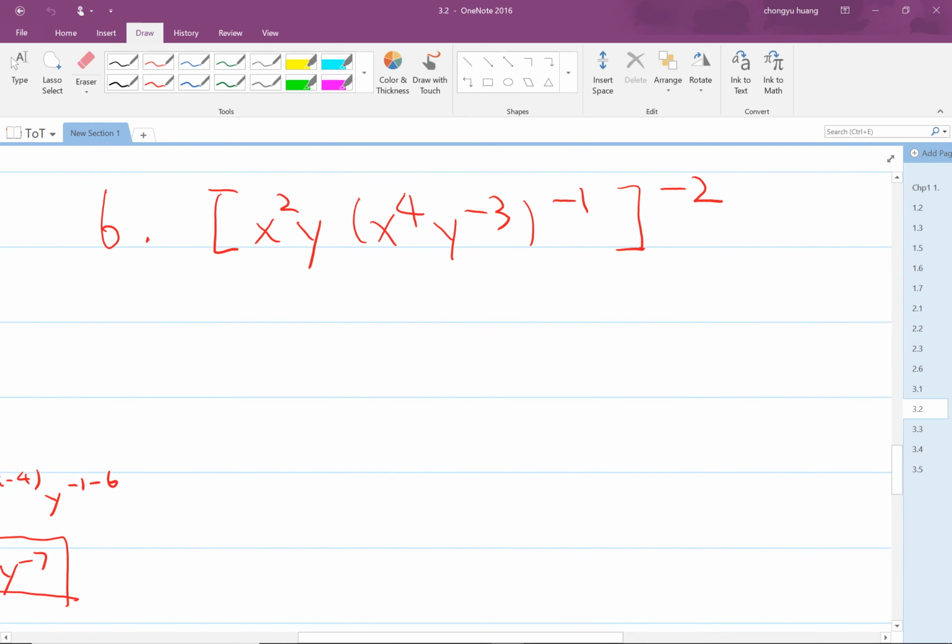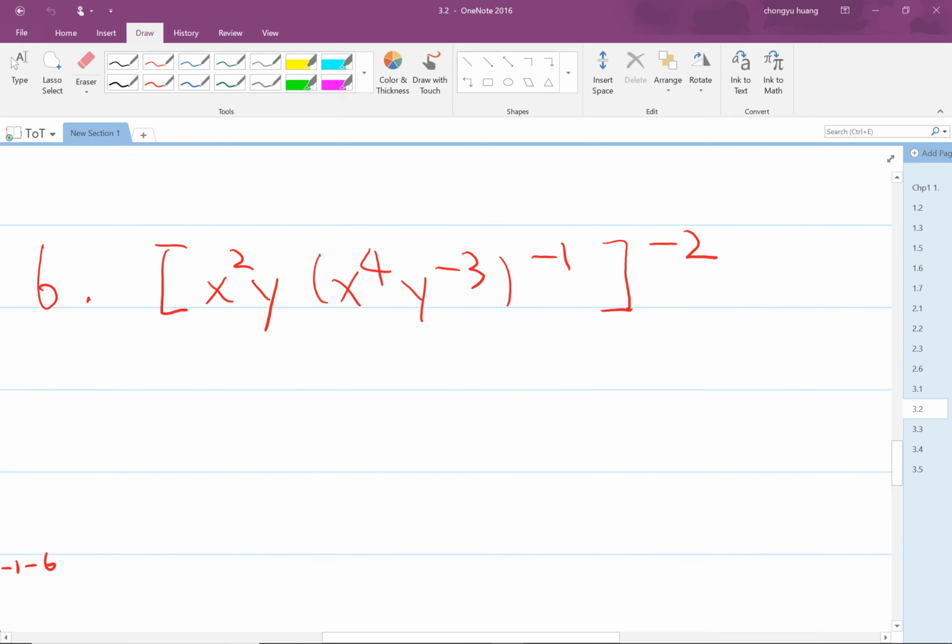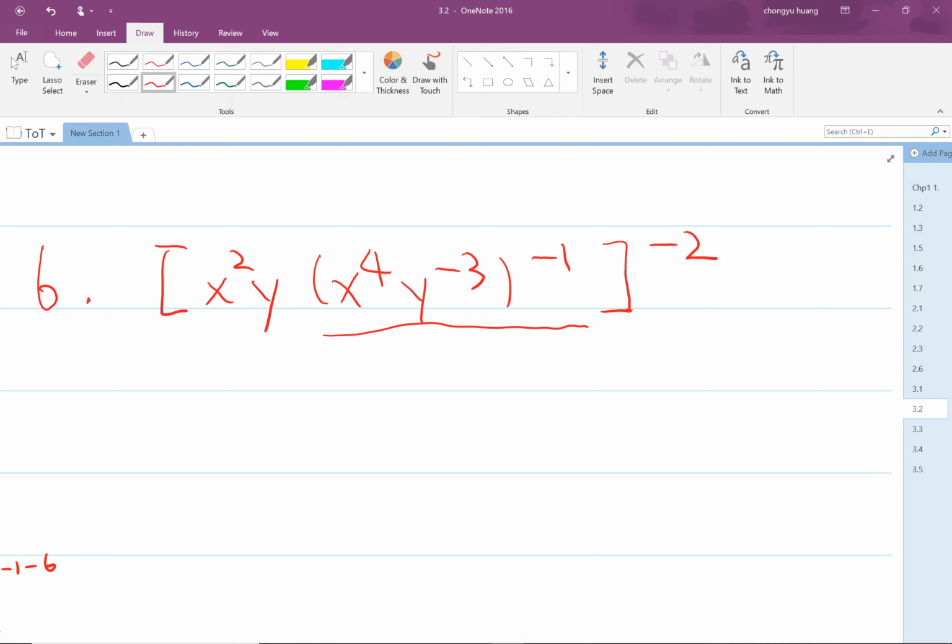Question 6 also has a few more steps. As you can see, we got a bigger bracket outside and a small bracket inside. We have to do the small bracket inside first, so we have to finish the thing on the inside first. So over here it is simply equal to bracket, x to the power 2, y, and then we got a negative 1 as the negative exponent.